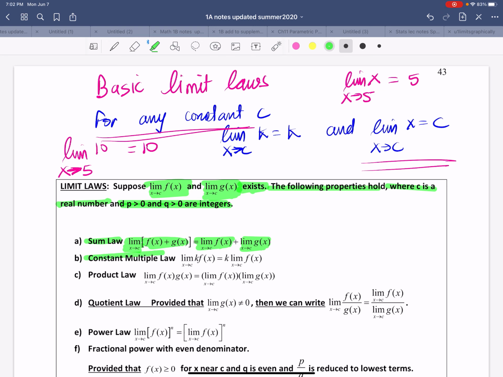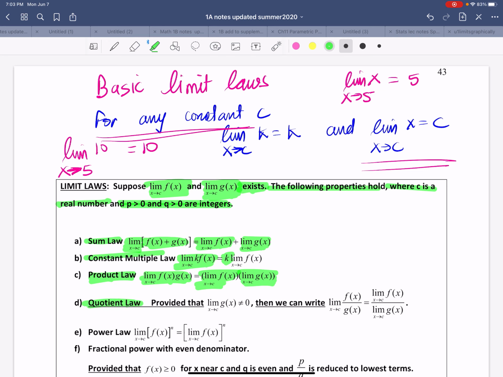Constant multiple law: the limit as x approaches c of k times f of x, where k is the constant multiplied with the function. We can pull the constant out, find the limit, and multiply the limit with the constant. Next is the product law. If you're trying to figure out the limit as x approaches c of f of x times g of x, then it is the limit of f of x times the limit of g of x as x approaches c. We can find the individual limits and then find the product of those limits.